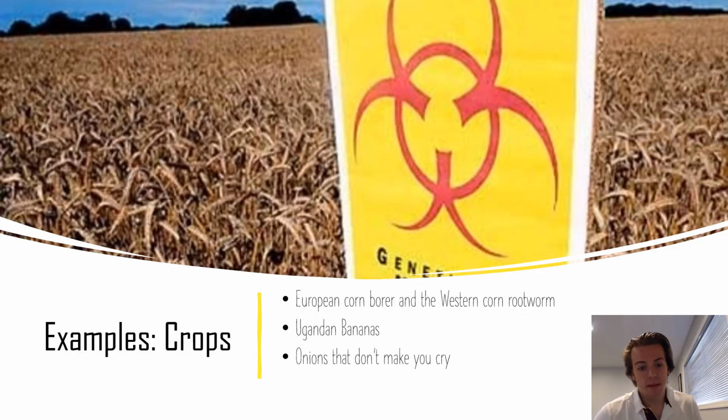So let's get into some examples of genetic engineering, starting with crops, because in order to understand human genetic engineering, we have to understand it at a smaller level. So the first example is the European corn borer and western corn rootworm, which is just a long unnecessary name for a type of corn. Basically what they did, they just combined those two types of corn, put them together into one type of corn. And that corn was resistant to 80% of insects, so therefore didn't require as much pesticide.